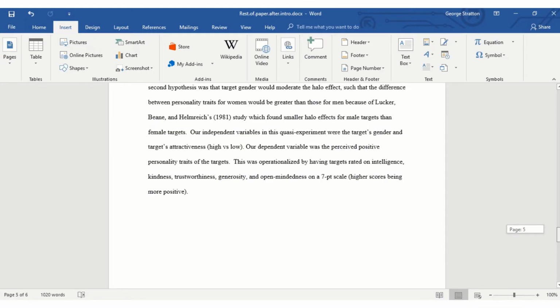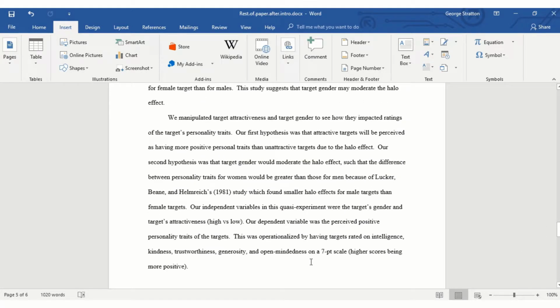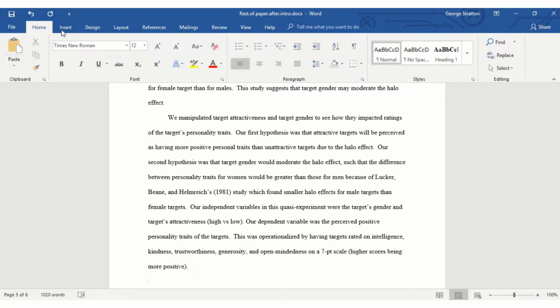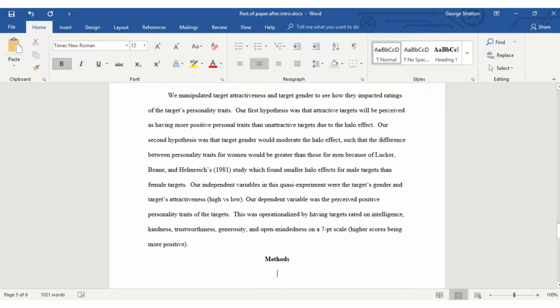So after that last paragraph of your introduction, on the same page, you press enter right after the last word in the introduction. You center it, bold it, and you type the word methods. So you notice that it doesn't start on its own page, it starts on the same page, just double spaced down. And there are 2 major things that you're going to be describing in your methods.